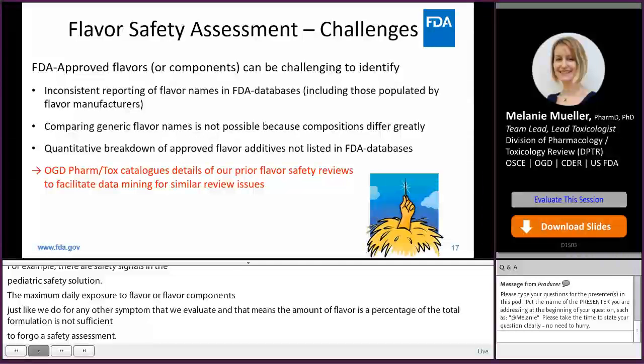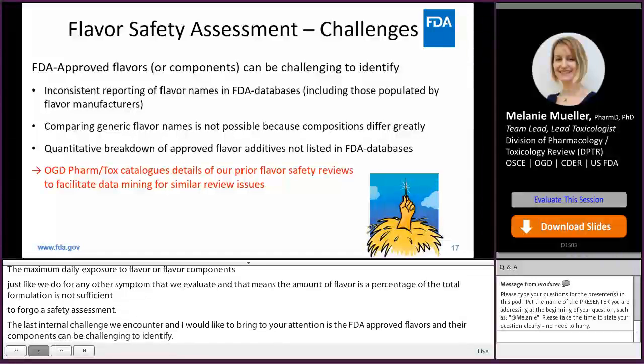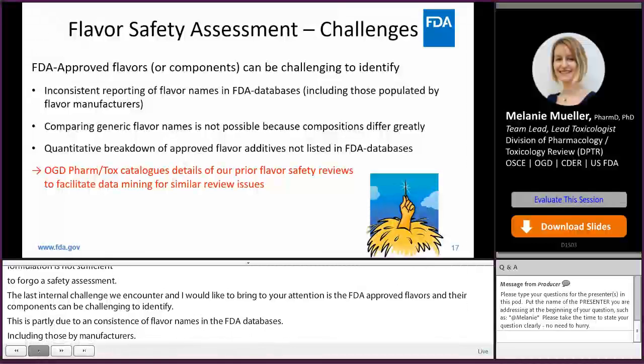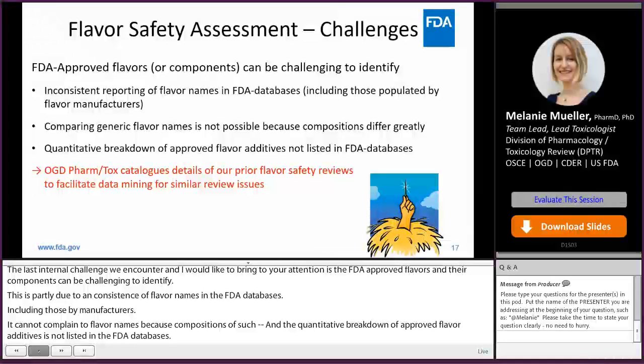This is partly due to inconsistent reporting of flavor names in FDA databases, including those populated by flavor manufacturers. We cannot compare generic flavor names because compositions of such differ greatly, as you've seen earlier, and the quantitative breakdown of approved flavor additives is not listed in FDA databases. Because flavor reviews are very complex, we have created an internal mechanism to support our staff and try to streamline acquisition of relevant data. This allows us to treat similarly situated applicants with more consistency.